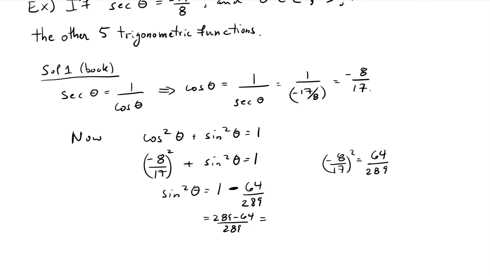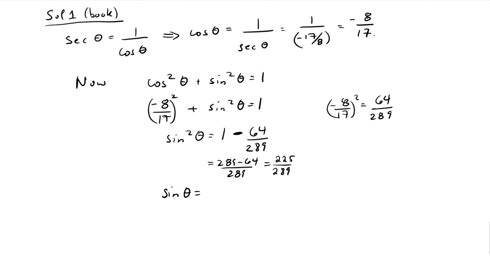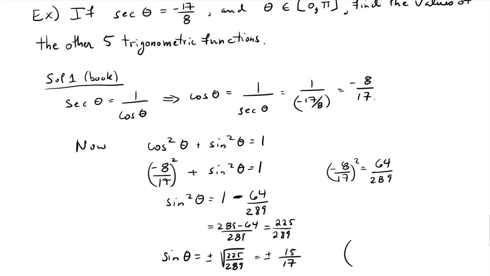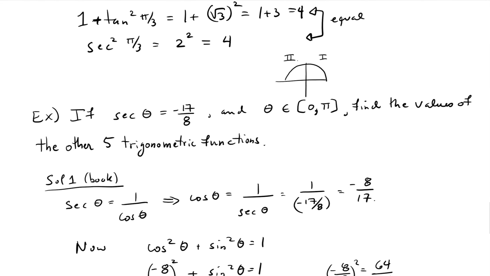And let's see if they're nice. 289 minus 64, and yes they are, it's 225. That's another perfect square, so we're going to end up with a nice rational number, and no square roots essentially. So sine is going to be plus or minus the square root of 225 over 289, which is plus or minus 15 over 17. Now we have to decide, is it plus or minus? Now remember, we have to decide in which quadrant we're in. We're in the first or the second one. But whether we're in the first or the second quadrant, sine is positive.